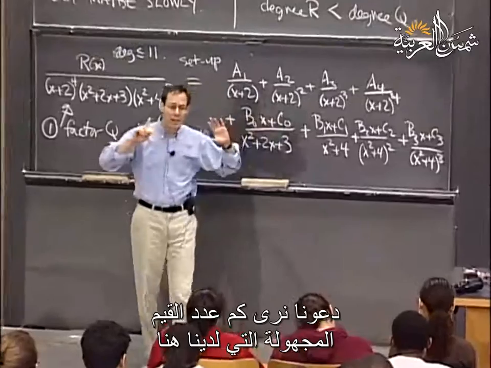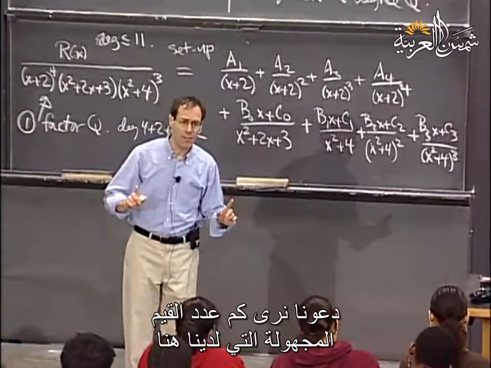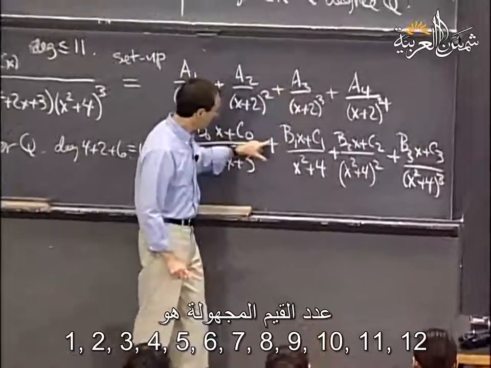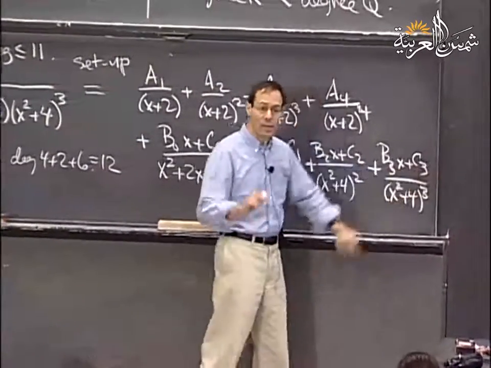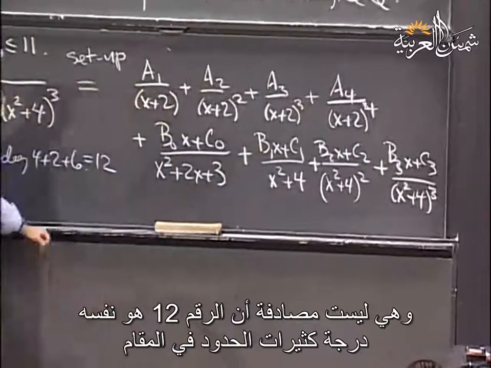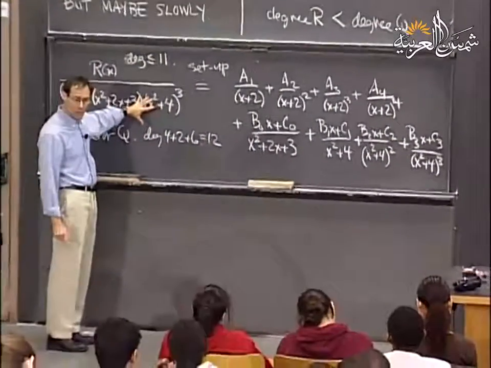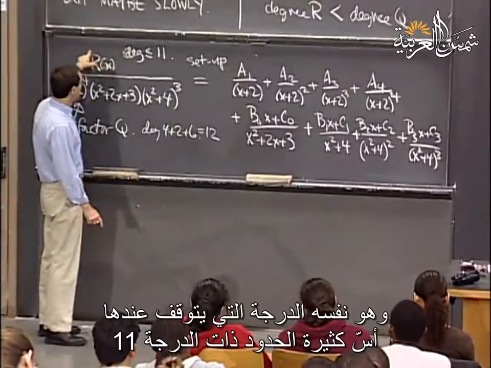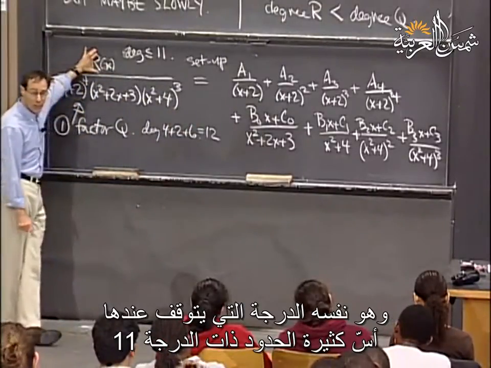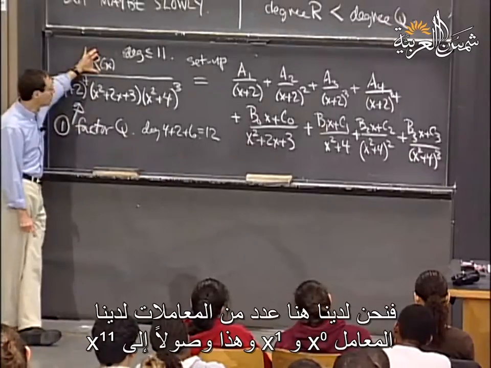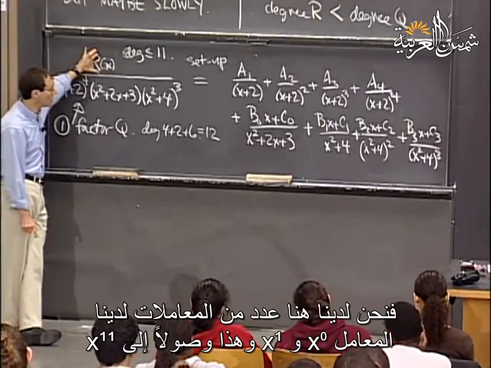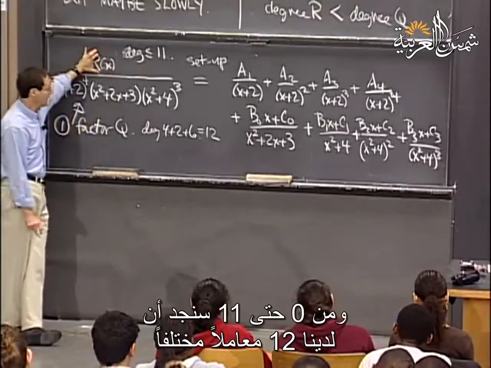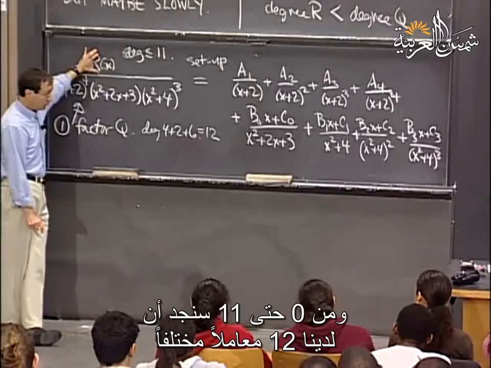Now, let me just do a count of the number of unknowns we have here. The number of unknowns that we have here is 1, 2, 3, 4, 5, 6, 7, 8, 9, 10, 11, 12. That 12 is no coincidence. That's the degree of the polynomial. And it's the number of unknowns that we have. And it's the number of degrees of freedom in a polynomial of degree 11. If you have all these free coefficients here, you have the coefficient of x to the 0, x to the 1, all the way up to x to the 11th. And 0 through 11 is 12 different coefficients.